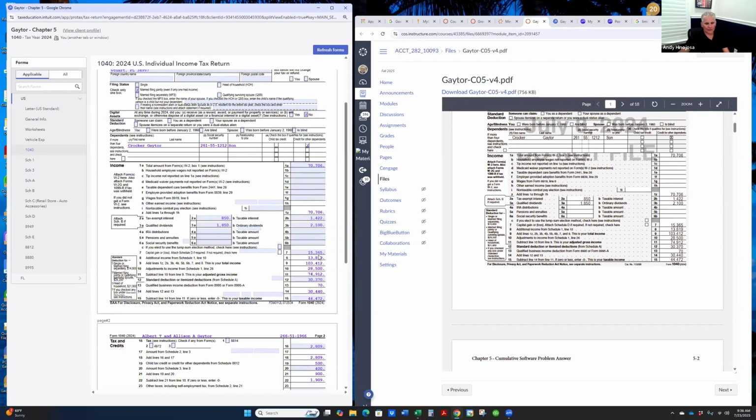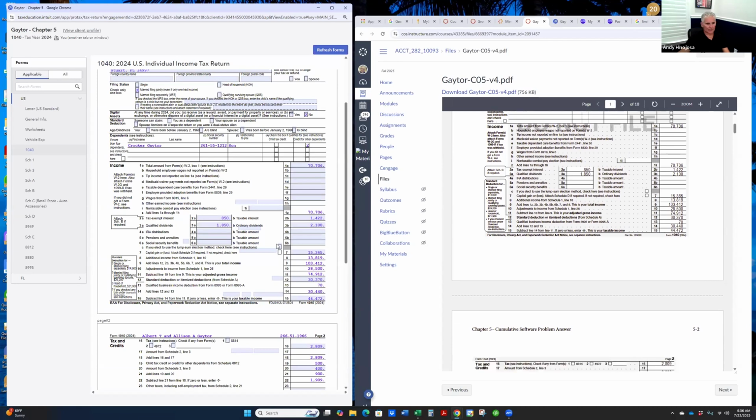Line 7, capital gains, 15,365. There was no change to that. Additional income for line 8, 13,819. Moving on to line 9, it's 103,412. I'm looking back and forth. Just because my cursor doesn't move doesn't mean we're not looking back and forth.